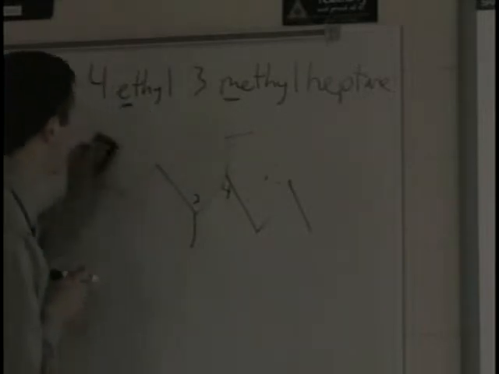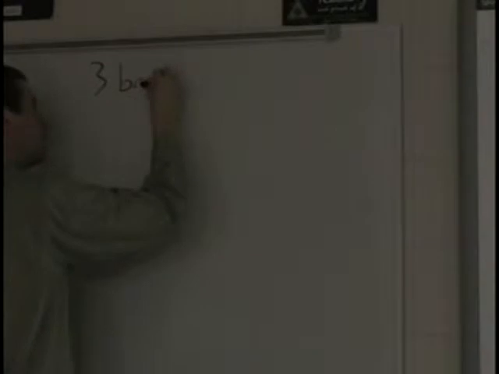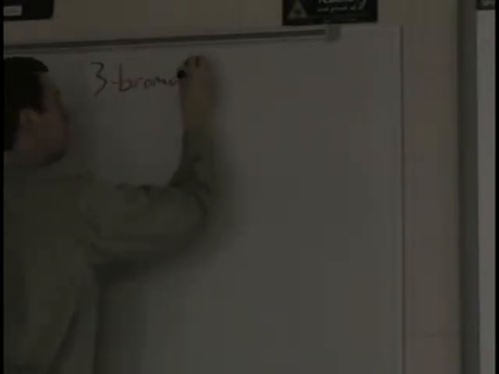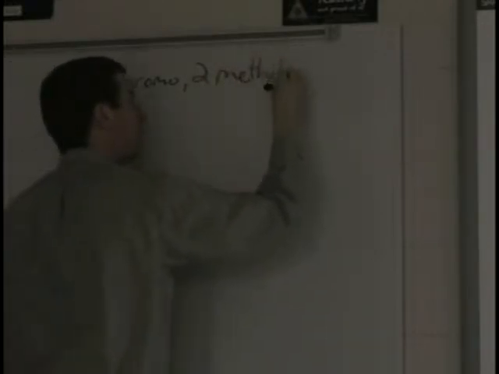The last example I want to give you in this slide of just a normal carbon chain is going to be something other than just the carbon groups on it. So, 3-bromo-2-methylpentane.